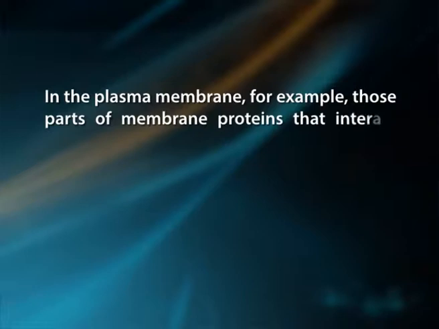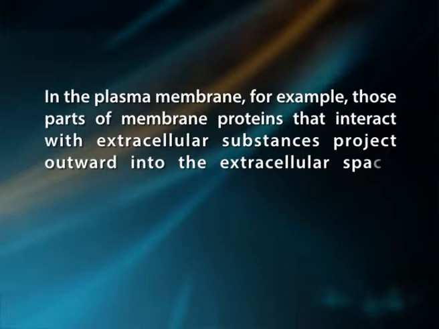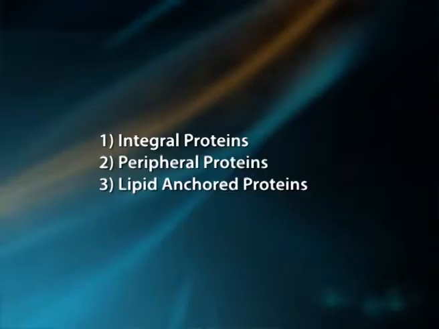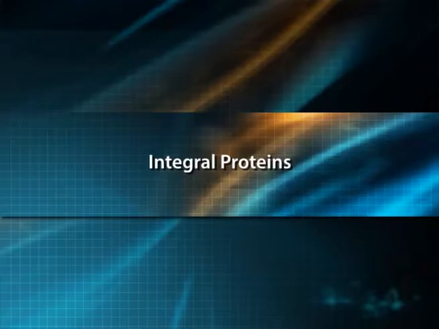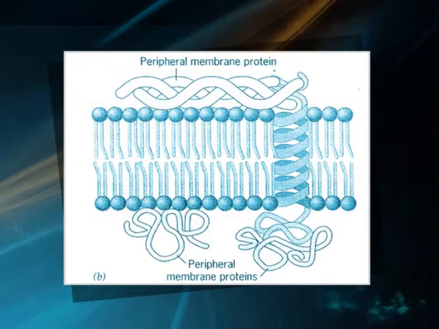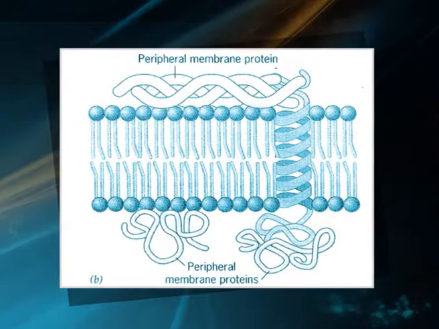In the plasma membrane, for example, those parts of membrane proteins that interact with extracellular substances project outward into the extracellular space, whereas those parts of membrane proteins that interact with cytoplasmic molecules project into the cytosol. Membrane proteins can be grouped into three distinct classes: integral proteins, peripheral proteins, lipid-anchored proteins. Integral proteins. These proteins penetrate the lipid bilayer. Integral proteins are transmembrane proteins, that is, they pass entirely through the lipid bilayer and thus have domains that protrude from both the extracellular and cytoplasmic sides of the membrane.